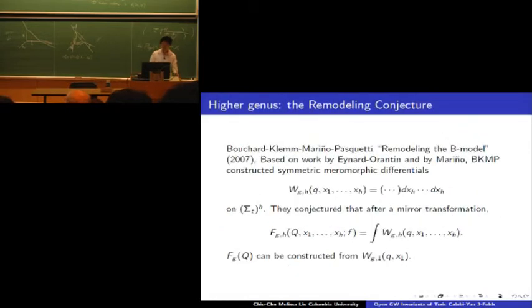So finally, very quickly, for higher genus, there is this remodeling conjecture by Bouchard, Klemm, Mariño, and Pasquetti, based on work by Eynard, Orantin and by Mariño. They constructed some symmetric meromorphic differentials W_{g,h}, and then conjecture that after a mirror transform, the generating function of open Gromov-Witten invariants, oh, actually the left-hand side should be capital Z's instead of small x, so after the open and closed mirror transformation, the generating function of open Gromov-Witten invariants of fixed topological type can be given by integrating these meromorphic differentials.